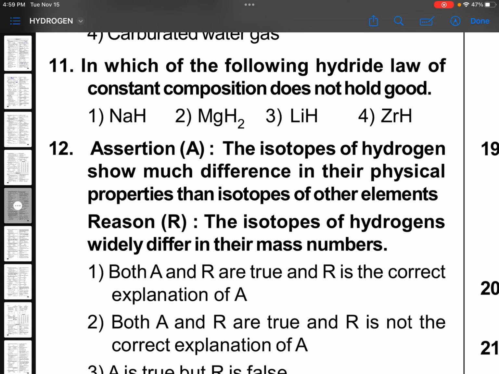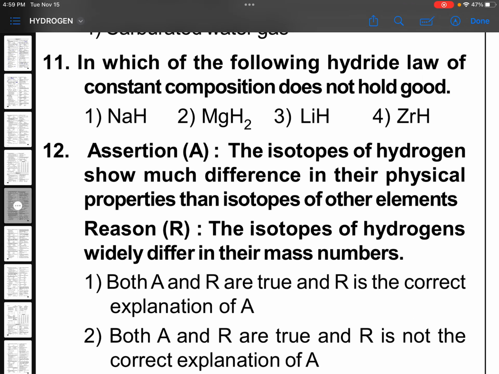In which of the following hydrides does the law of constant composition not hold good? Okay, zirconium hydrides. These kind of hydrides are called non-stoichiometric hydrides. You can call them interstitial hydrides. The formula will be ZrH1.2, 1.3, 1.4 like that. Does not hold good.